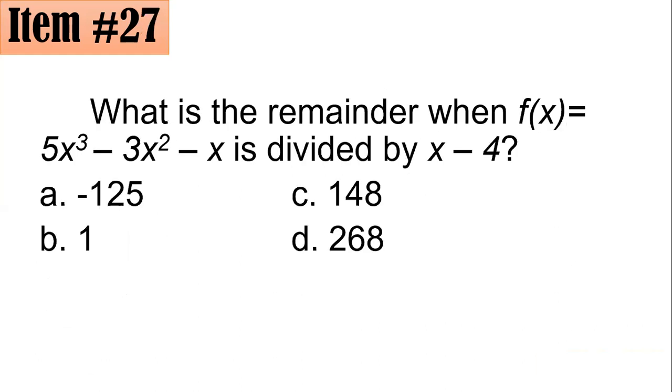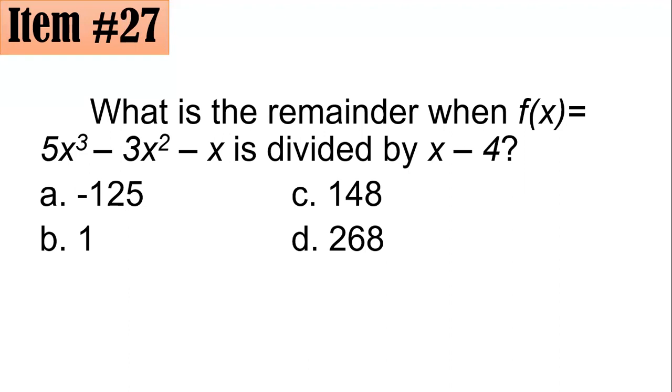Let's move on to 27. What is the remainder when the polynomial function f of x equals 5x cubed minus 3x squared minus x is divided by x minus 4? Is it negative 125, 148, or 268? There are many ways of doing this. I will be giving you only the remainder theorem.